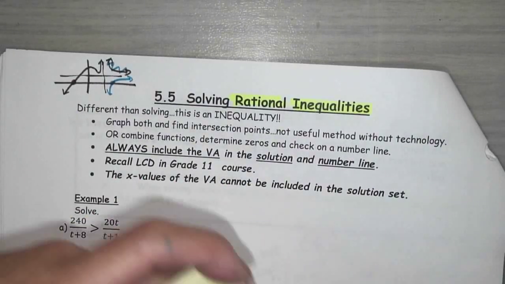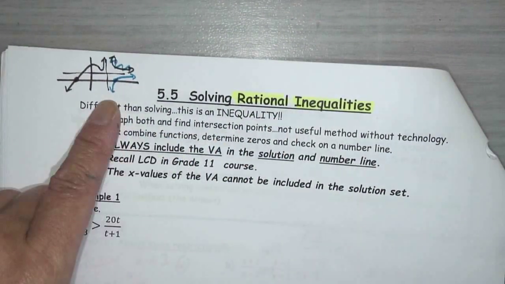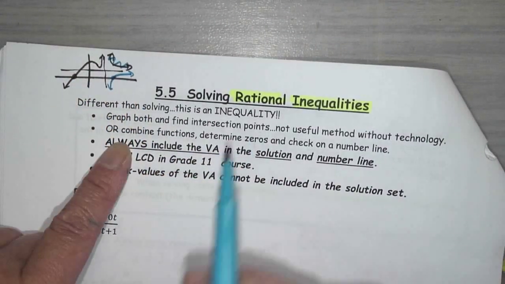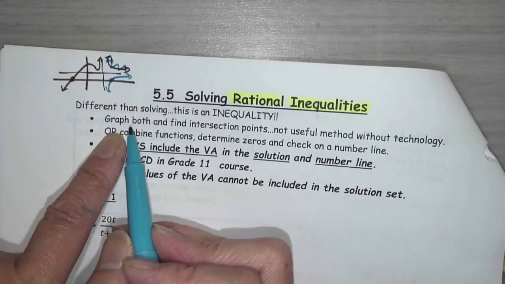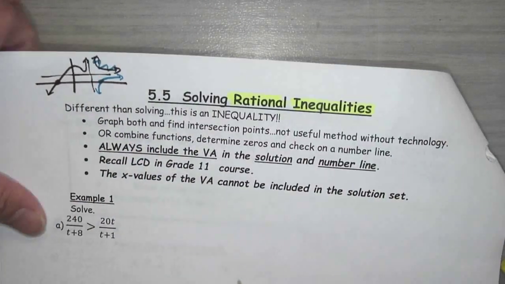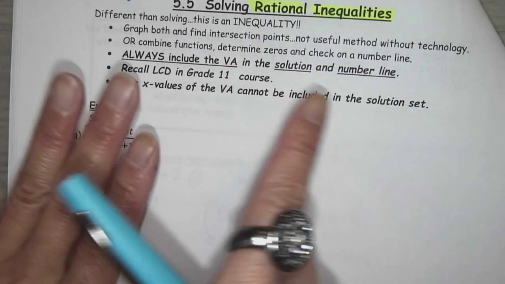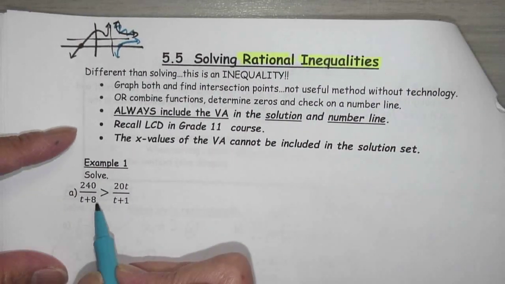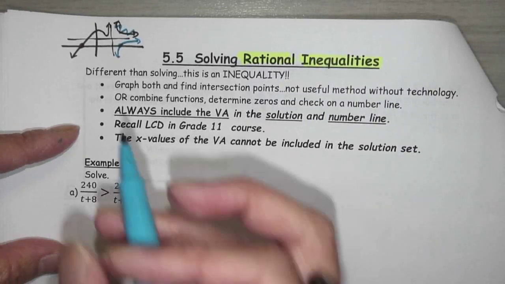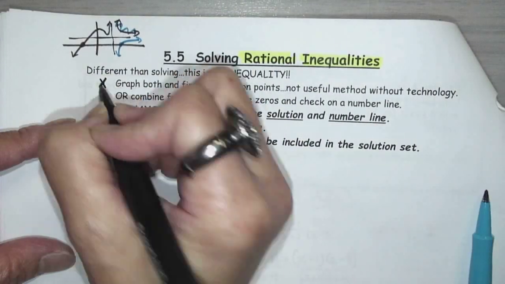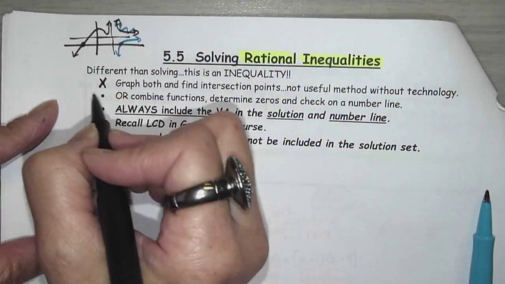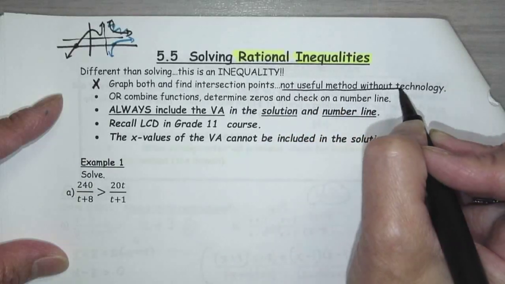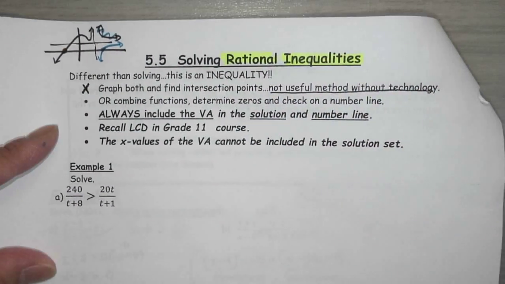So we have to solve an inequality differently than the roots. The roots are just where it hits the x-axis. For an inequality, what you could do is graph both of the functions. Here, I could graph both of these functions and look for intersection points. This is not a useful method. Trying to graph two rational functions and look for intersection points is awful, we will not use it. Not good. It would only be useful if I had technology to help me.